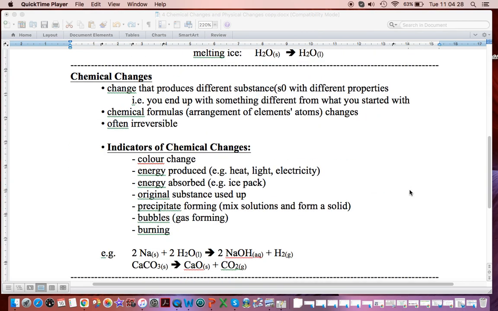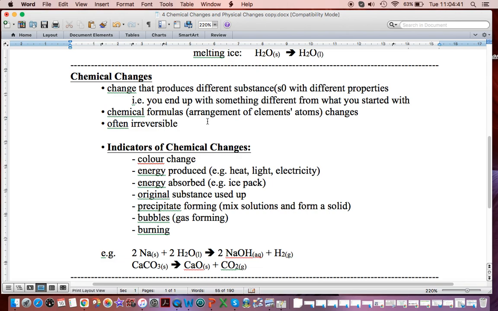Chemical changes produce different materials with different properties. And in terms of formulas, the formulas will change. And in Chemistry 11 and Science 8, 9, and 10, we'll talk about how chemical changes are often irreversible. If you get to Chemistry 12, we'll study all kinds of reversible reactions just to be confusing. So rather than examples of chemical changes, we're going to have things that indicate a chemical change may have occurred.